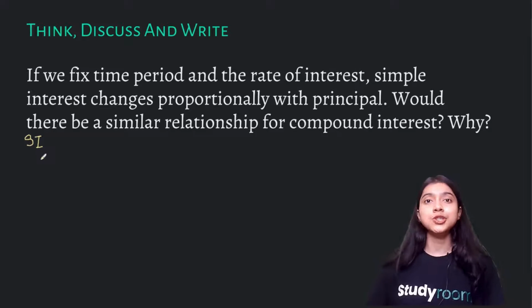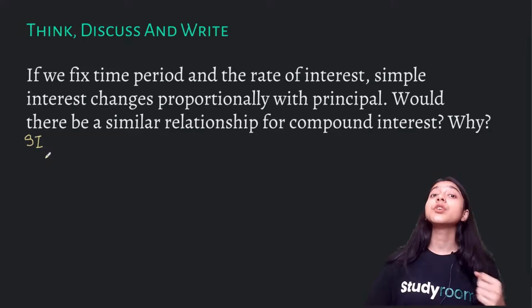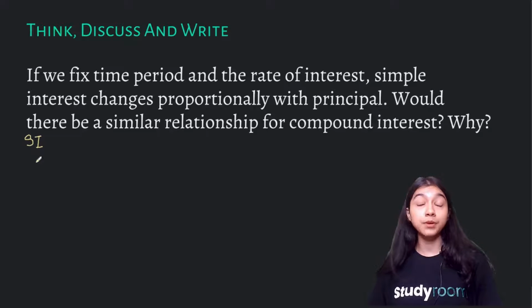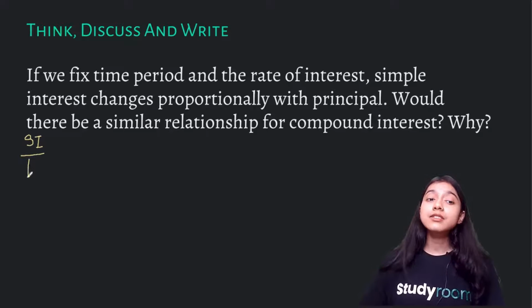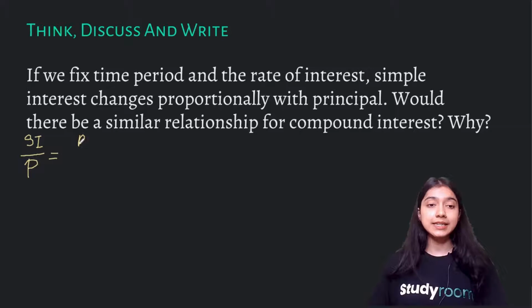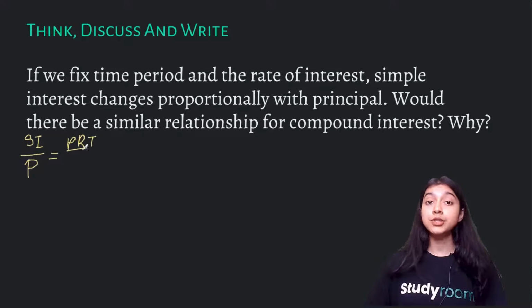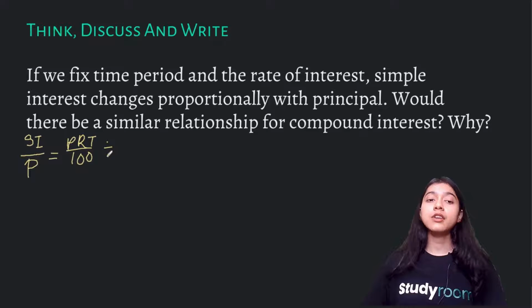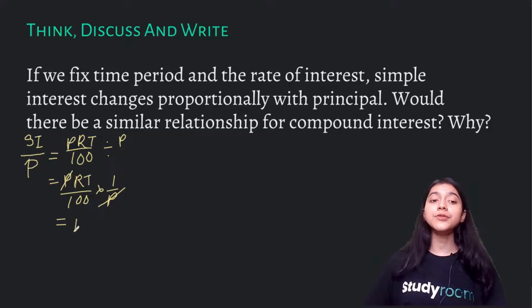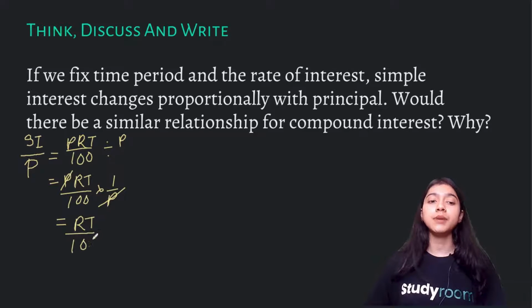We have to take out the ratio. As I taught you, if X is proportional with Y, then the ratio X by Y needs to be a constant. Similarly, if simple interest is directly proportional with principal, then its ratio with principal should be a constant number. Let's check it. The formula for simple interest is P into R into T divided by 100, and then simple interest has to be divided by principal. So this gives us P into R into T divided by 100 multiplied by 1 by P. So P and P get cancelled off and we are left with R multiplied with T divided by 100.